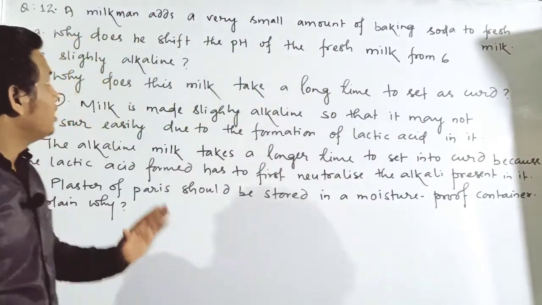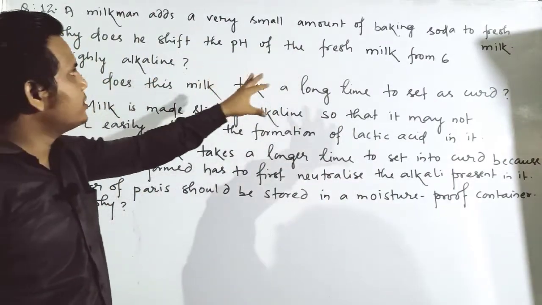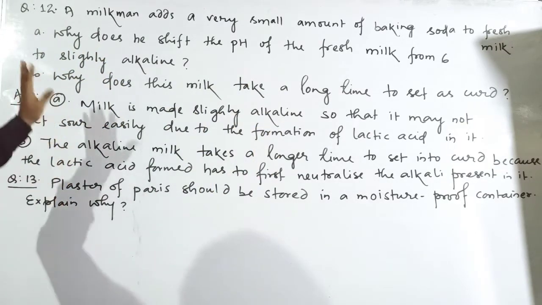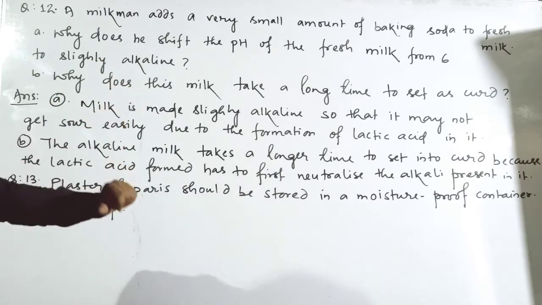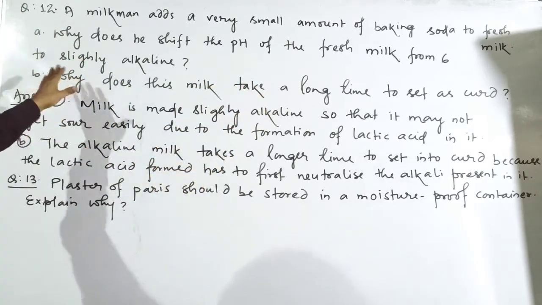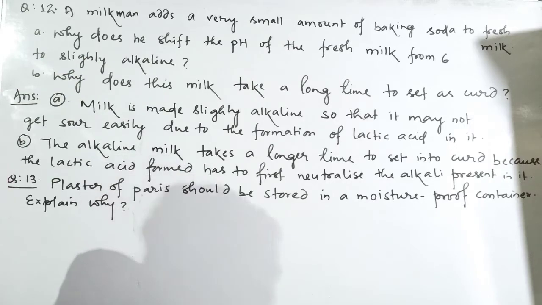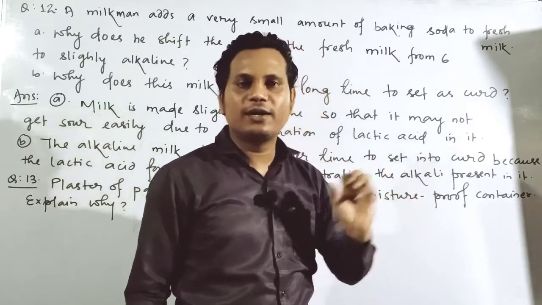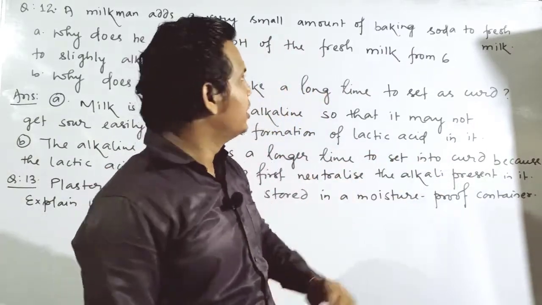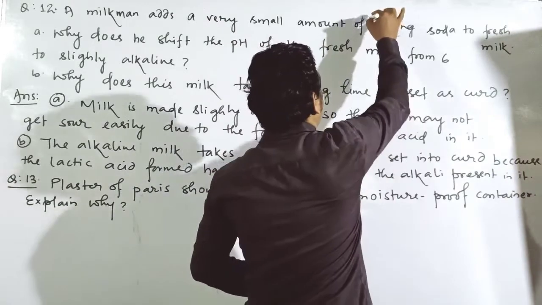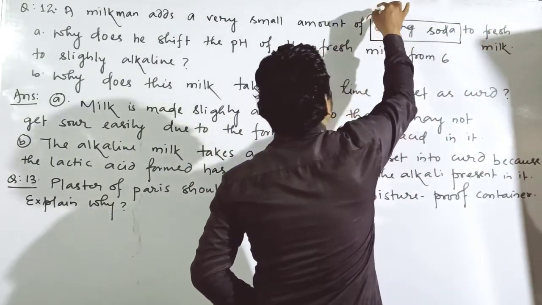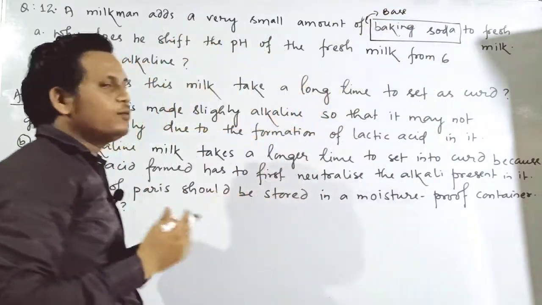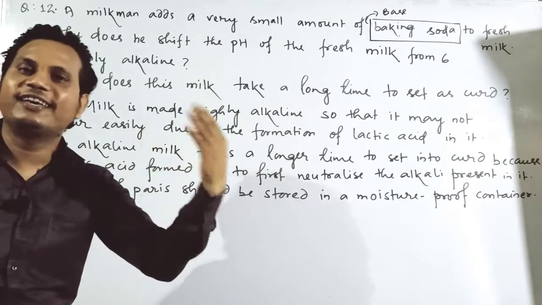Question 12 is: a milkman adds a very small amount of baking soda to fresh milk. Why does he shift the pH of the fresh milk from 6 to slightly alkaline? So we know that baking soda is sodium hydrogen carbonate, which is basic in nature. It is a base. So if you add base to the milk, then milk will become slightly alkaline.